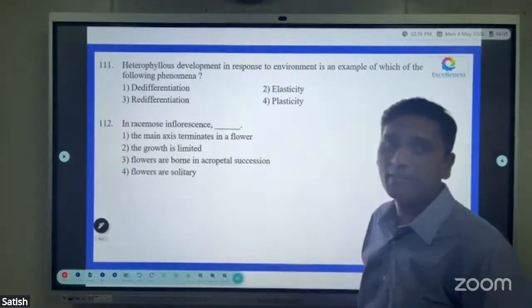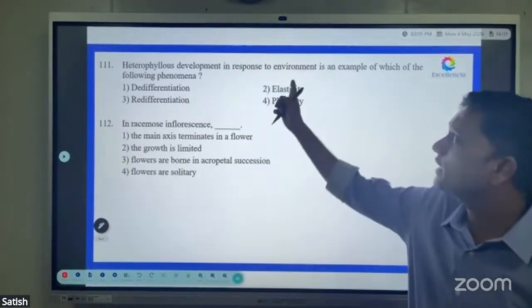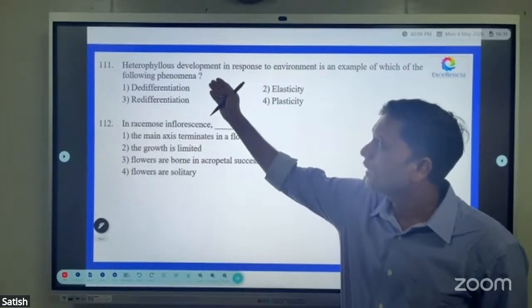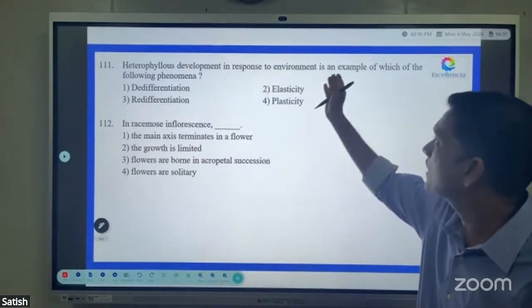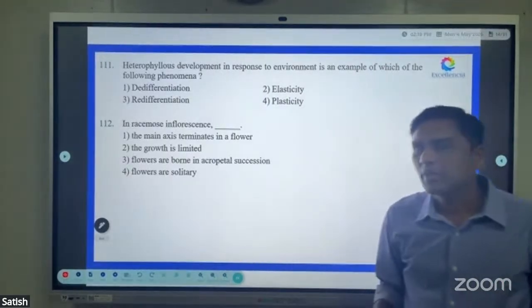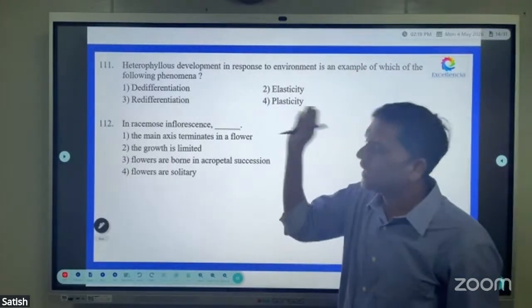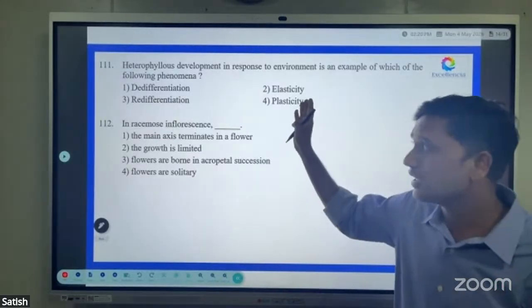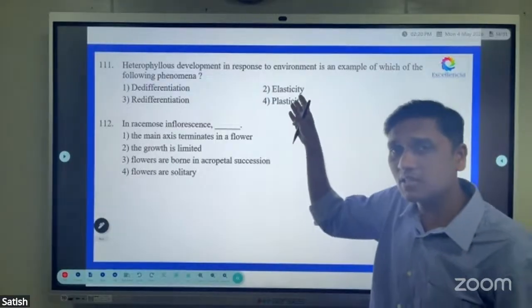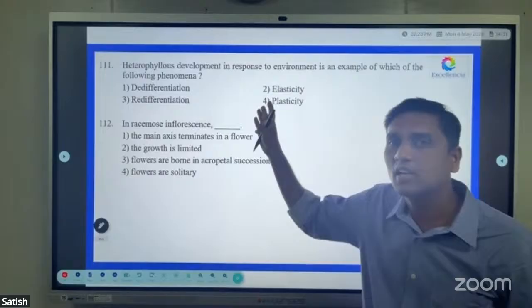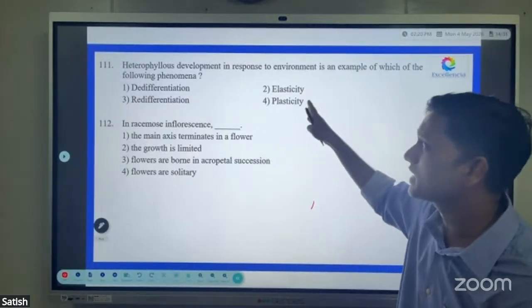So next one, 111. This question is related to plant growth and development. Heterophylly. Heterophyllous development in response to environment is an example of which of the following phenomena. So heterophylly comes under plasticity. So what is meant by plasticity? In response to the external environmental conditions, the plants can show certain morphological changes. We can call that mechanism plasticity.